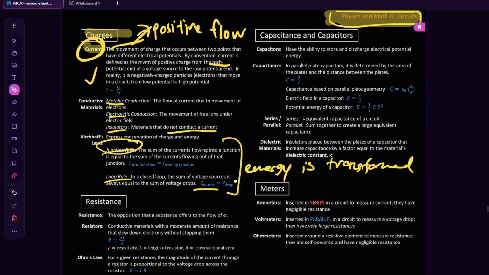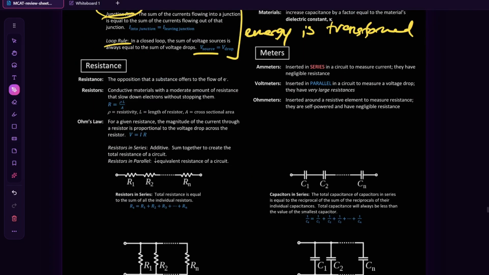All right. So what else do we want to go over? Resistance, because we were just talking about resistance, right? Resistance is the opposition that a substance offers to the flow of electrons. Some materials let electrons go through really easily, so they have low resistance, and other materials make it hard for electrons to get through, and that means they have high resistance. A resistor is a type of material or component made from a conductive material that has a moderate amount of resistance, enough to meaningfully slow down electrons without stopping them completely.